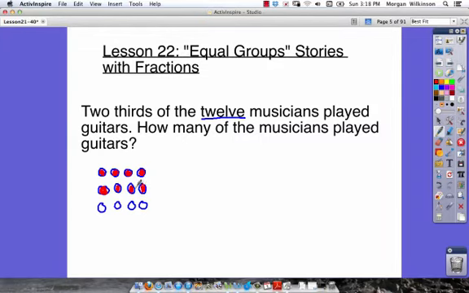If we count up our reds, we can see we have 8. So that means 8 musicians played guitar. And we have our final answer. This is one way that we can go about doing this problem, drawing pictures and circling and coloring them in. Let's move on to our next example.